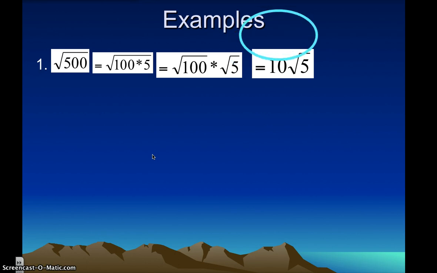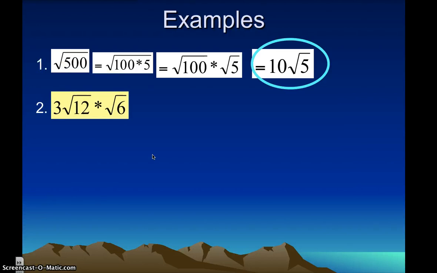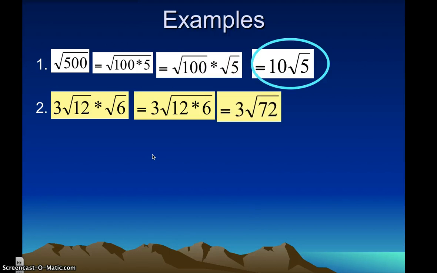This next example gives us 3 times the square root of 12 and then times the square root of 6. So we're incorporating a couple different things here. For this one, what I would do is the opposite of these properties: combine the 12 and the 6 into one square root. That's going to get you 3 times the square root of 72. Then go ahead and find your highest perfect square. This one may not be as obvious.